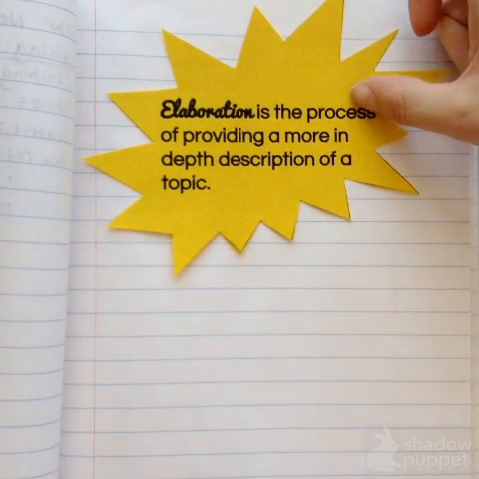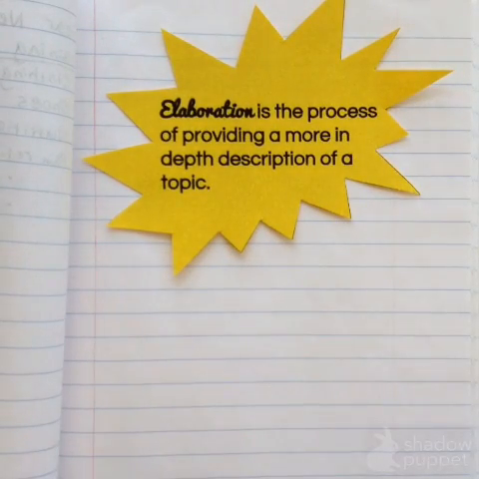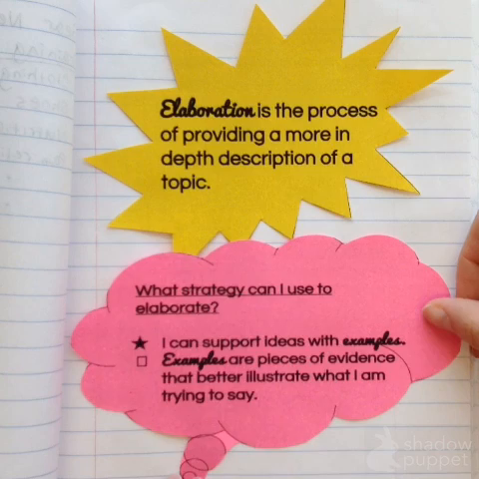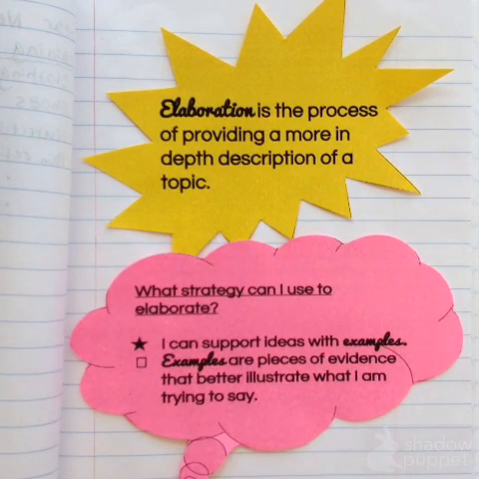So, what is elaboration? Elaboration is the process of providing a more in-depth description of a topic. There's many ways that you can elaborate, but today we're going to be focusing on examples. So when it comes to examples, we're thinking about pieces of evidence that better illustrate what we're trying to say.